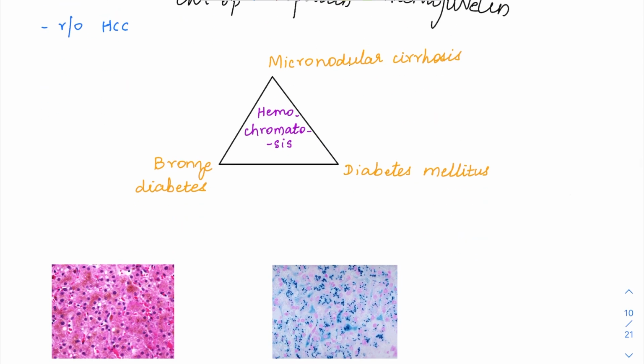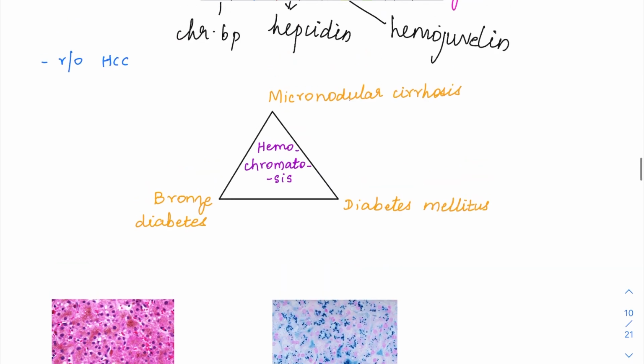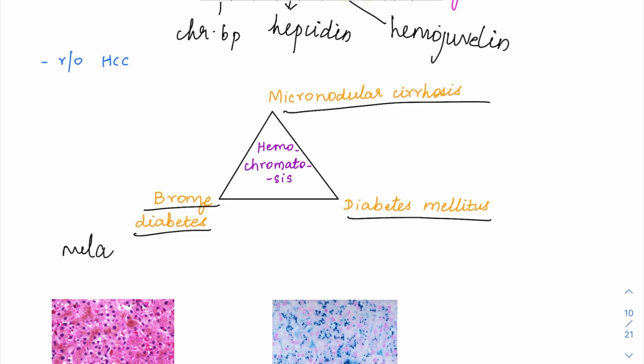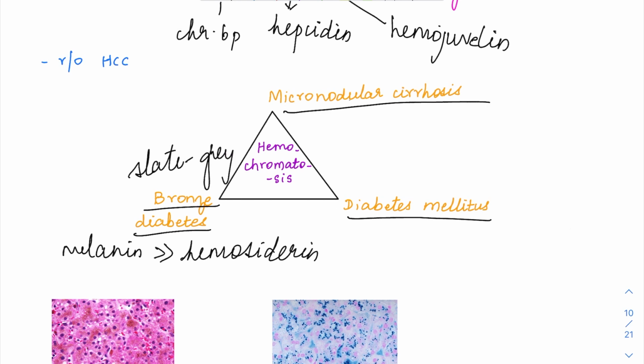So the classical triad of hemochromatosis is it involves the liver, pancreas, and skin. In the liver, it is going to cause micronodular cirrhosis because of the deposition of the iron. Then in pancreas, it is going to deposit in the islets of Langerhans, so the beta cells will be destroyed, and that will result in diabetes mellitus. And in the skin, it is going to cause deposition of hemosiderin. Apart from that, there is also going to be melanin pigmentation. So melanin more than hemosiderin is responsible for a slate gray appearance of the skin, which is called as bronze diabetes. Since diabetes is also associated, it is going to be called as bronze diabetes.